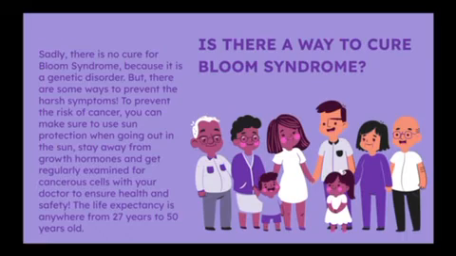So, is there a way to cure Bloom syndrome? Well, sadly, there's no cure because it's a genetic disorder. But there are some ways to prevent the harsh symptoms that come with this disorder. To prevent the risk of cancer, you can make sure to use sun protection when going out in the sun, stay away from growth hormones, and get regularly examined for cancerous cells with your doctor, just to ensure that you're healthy and safe. But sadly, the life expectancy of someone with Bloom syndrome is only 27 to 50 years old.